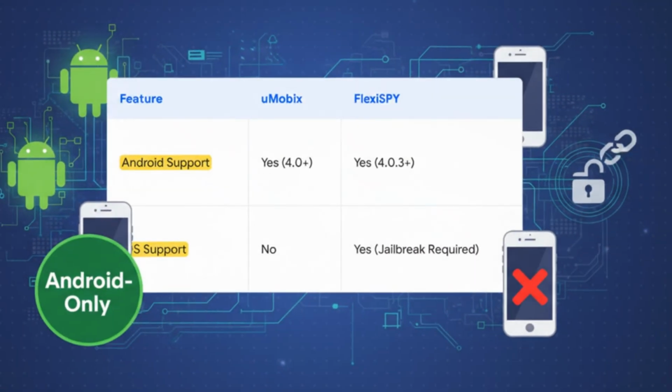So right off the bat, we see a massive difference. Both of them work great on Android phones, no problem there, but uMobix is only for Android devices. FlexiSPY, on the other hand, does support iPhones, but, and this is a big but, the iPhone has to be jailbroken. That means you have to remove Apple's software restrictions, which is a pretty technical process that a lot of people just aren't going to want to mess with.